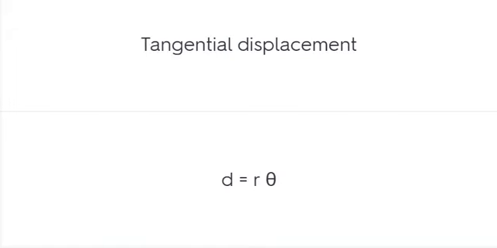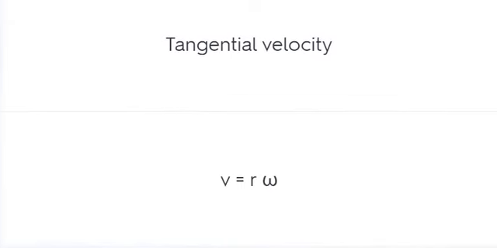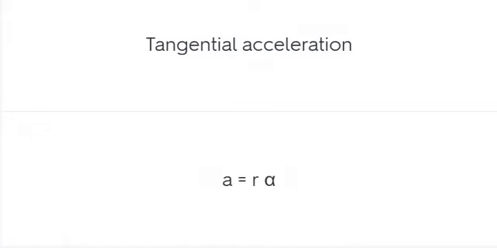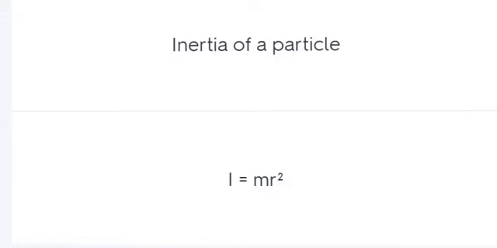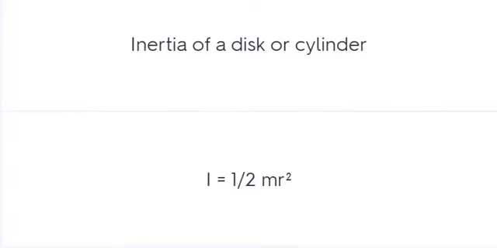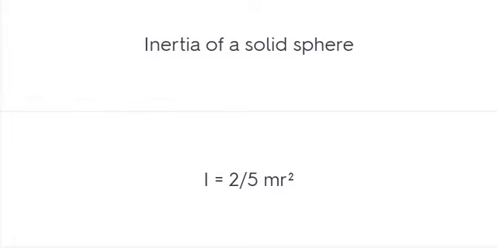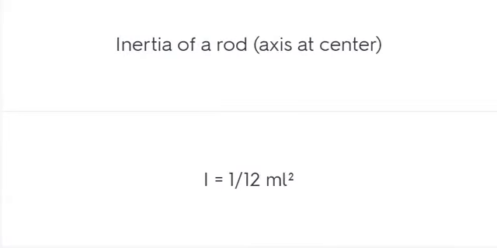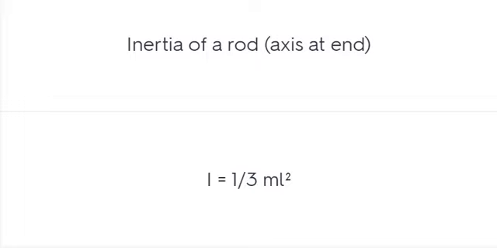Tangential displacement: d equals r theta. Tangential velocity: v equals r omega. Tangential acceleration: a equals r alpha. Inertia of a particle: I equals mr^2. Inertia of a hoop: I equals mr^2. Inertia of a disk or cylinder: I equals 1/2 mr^2. Inertia of a solid sphere: I equals 2/5 mr^2. Inertia of a rod: I equals 1/12 ml^2. Inertia of a rod: I equals 1/3 ml^2.